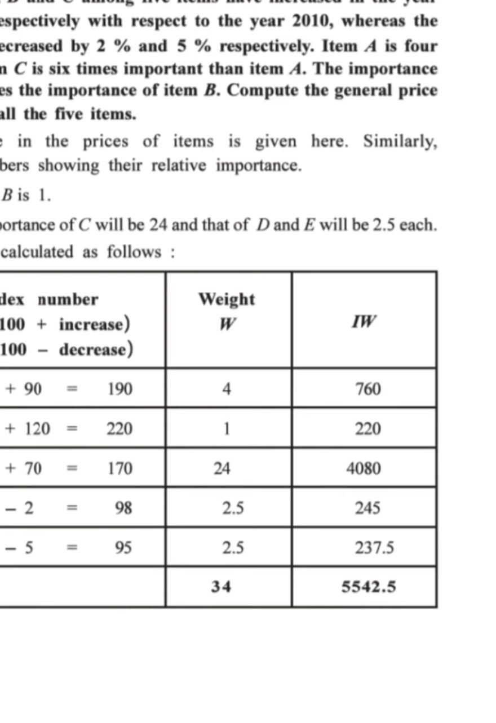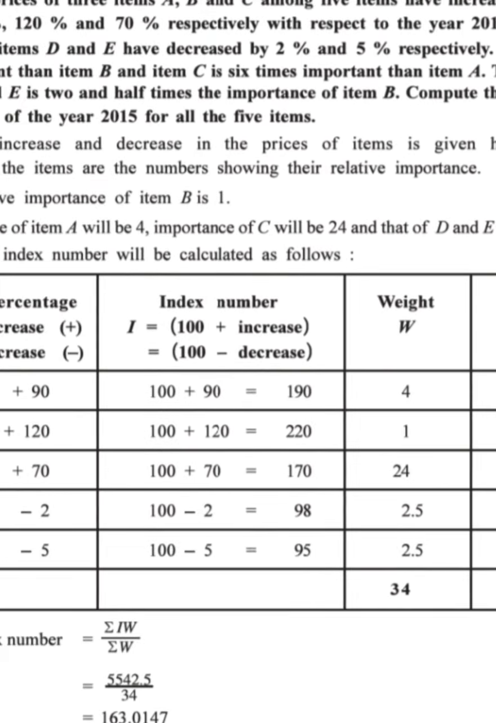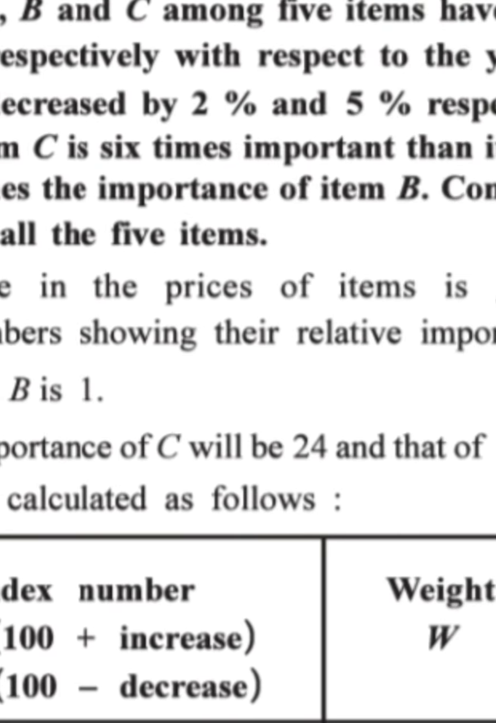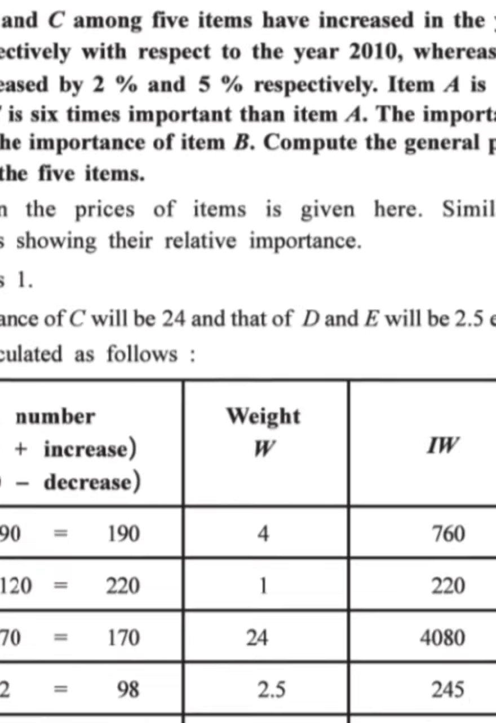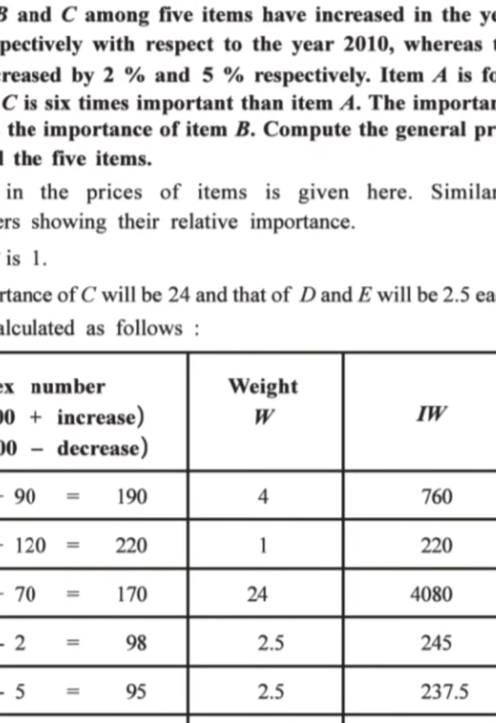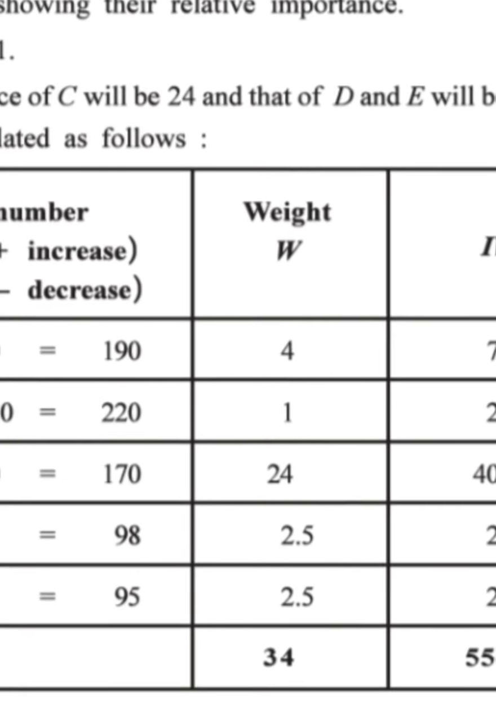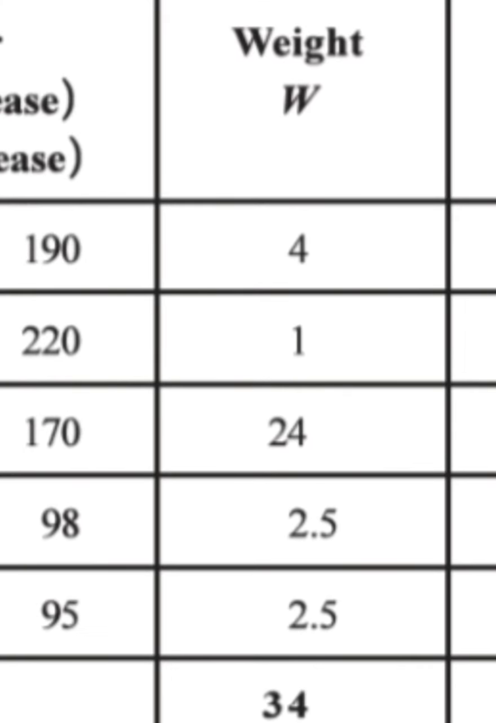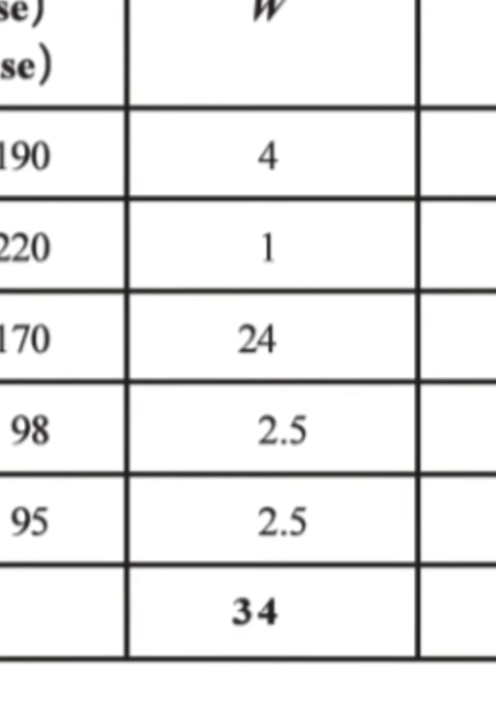Then what they given us is that the importance of item D and E is 2.5 times the importance of item B. Item B over here it is 1. 2.5 times means you are going to multiply 2.5 by 1. So 2.5 multiplied by 1 will give you 2.5 for item D, and 2.5 multiplied by 1 will give you 2.5 for item E. That's how you got the weights.